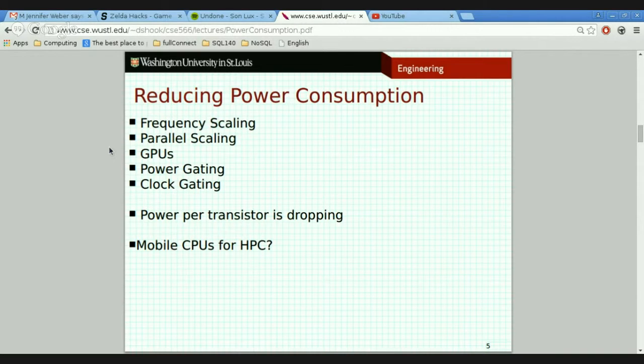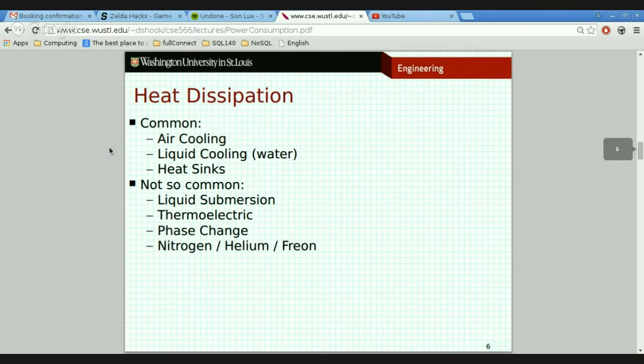Let's talk about some other power consumption techniques. In fact, you can't really talk about power consumption without also talking about its cousin, which is heat dissipation, right? If I'm ever running a lot of power through something, it's going to generate a significant amount of heat. So power consumption and heat dissipation really go hand in hand. You can't have one without the other.